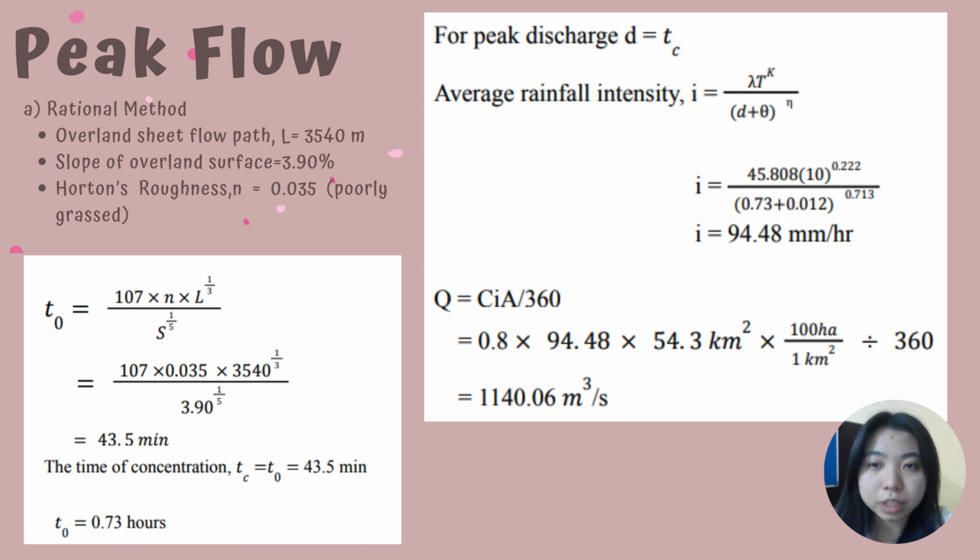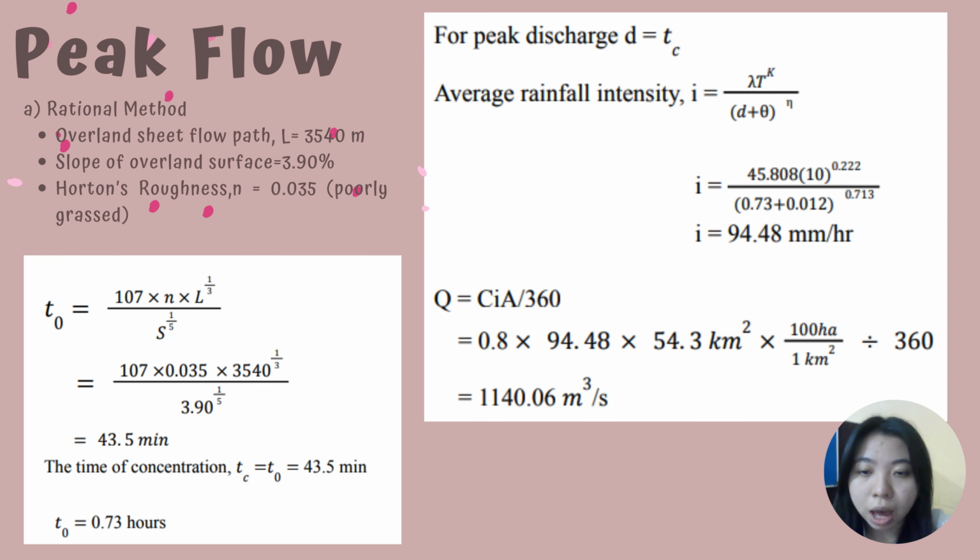For the third part of the project, we find the peak flow of the river with the highest water level. First, we use the rational method to find the overland sheet flow path L equal to 3540 meters, slope of overland surface equal to 3.9%, and Horton's roughness N equal to 0.035, which is poor grass. The overland sheet flow travel time is equal to 43.5 minutes. The time of concentration is equal to the overland sheet flow travel time, which is 43.5 minutes.